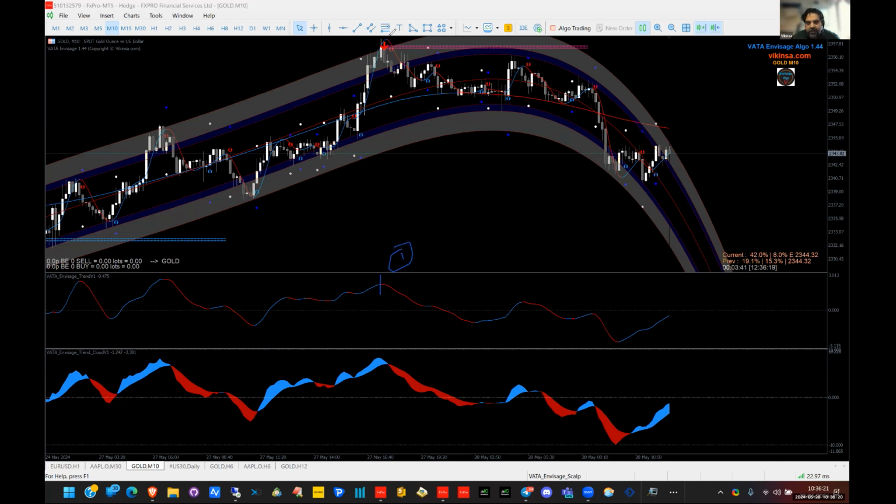Then you need to look for a color change in this moving average here, right? So that's step number two. You need to wait for the candle to close, because until the candle is closed, nothing is finalized. The market can change the whole thing. The candle has closed, so you look for the candle to close, and as soon as the candle closes, you take the short. This is what we call an aggressive entry.